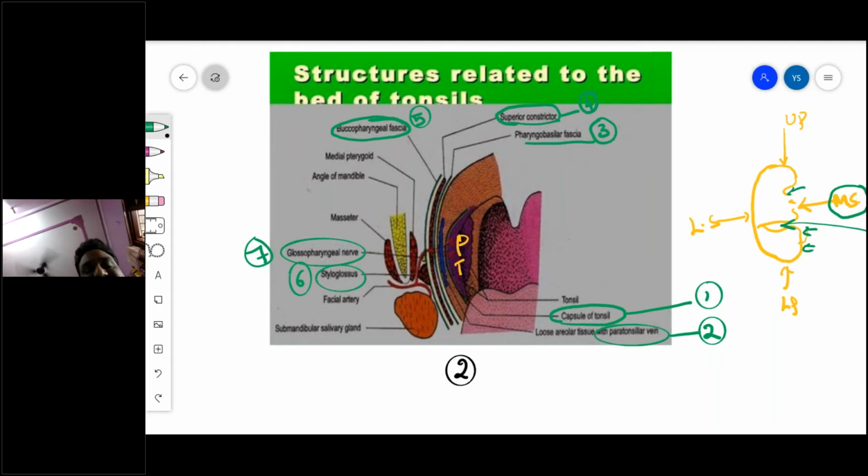3, 4, 5 structures, that means the pharynx. Yesterday in the dissection I already told you, inside the muscle coat of the pharynx, the pharyngobasilar fascia is present, and outside, the pharyngeal muscles are covered by the buccopharyngeal fascia. So these three structures we can also see at the tonsillar bed. This is about the lateral surface and its relations.